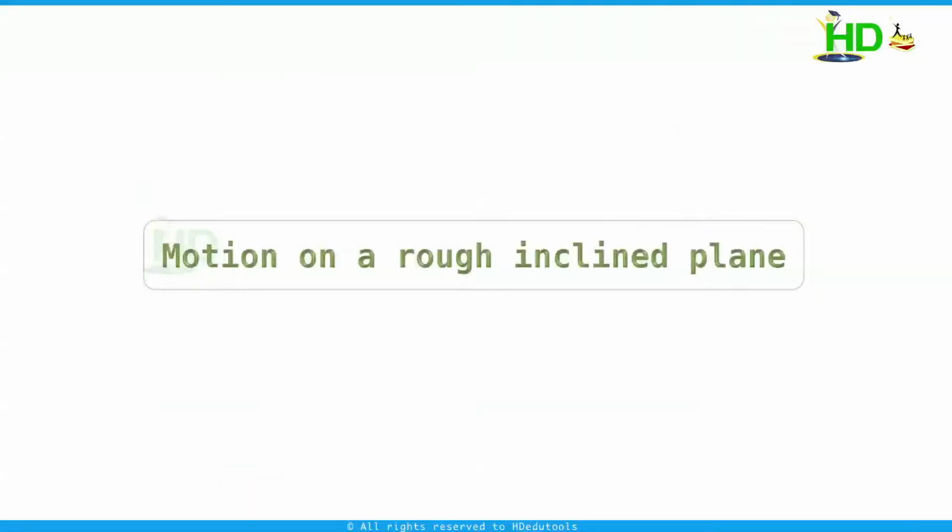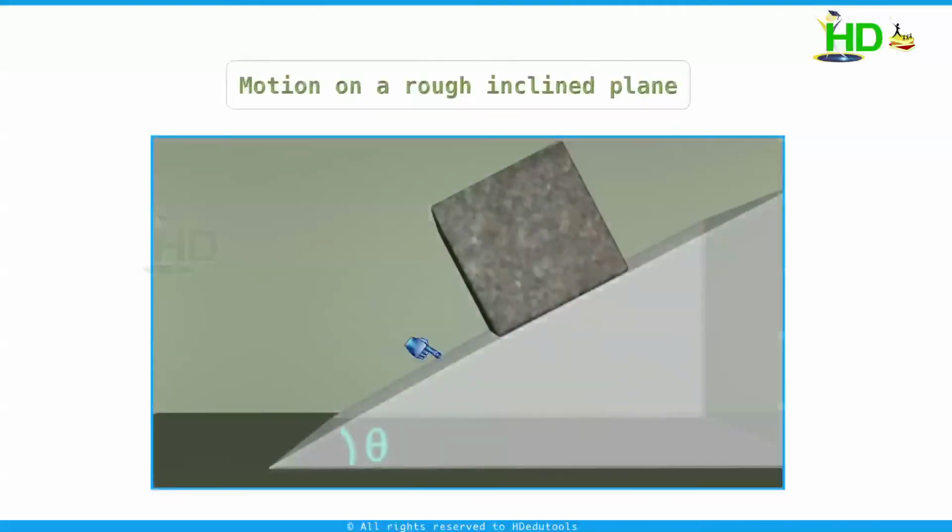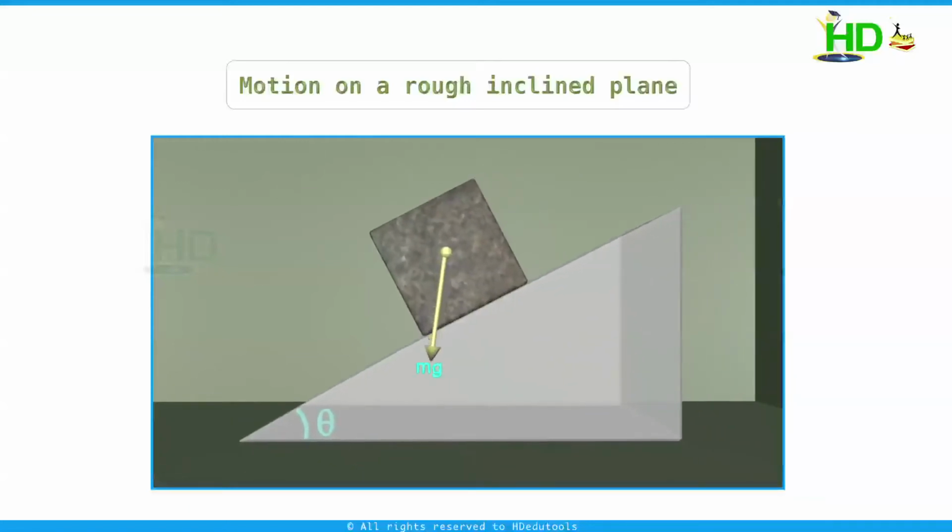Now we consider the body moving on a rough inclined plane. What will be the expression for acceleration? We consider an inclined plane having inclination theta. When an object of mass m is placed on this, the weight is acting vertically down, as we are seeing in the figure. This is not normal to the surface. This can be divided into two components: one is mg cos theta, which is normal to the surface, and mg sin theta, parallel to the surface.